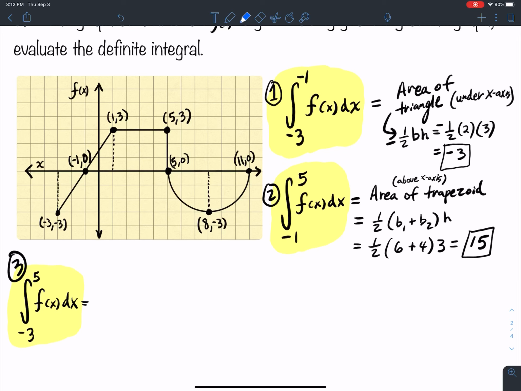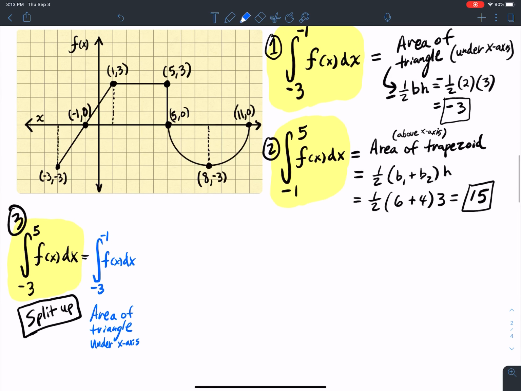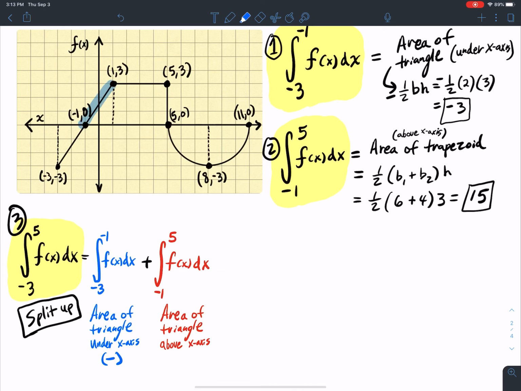So the first part goes from -3 to -1. And the area of a triangle under the x-axis is negative. We've already got that area. And then the second part is the part from -1 to 5. And so -1 to 5 is the trapezoid, which is above the x-axis. From -3 to -1, we're below the x-axis, right? So if I'm sticking with my colors, you can see there.